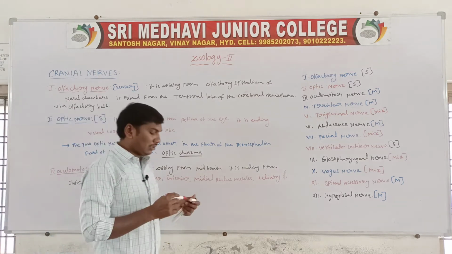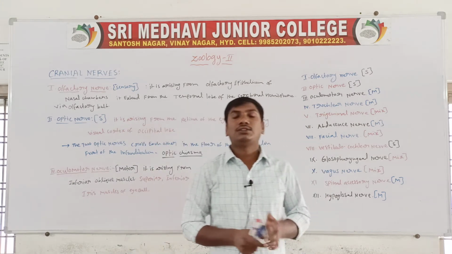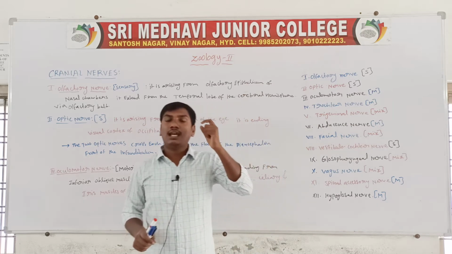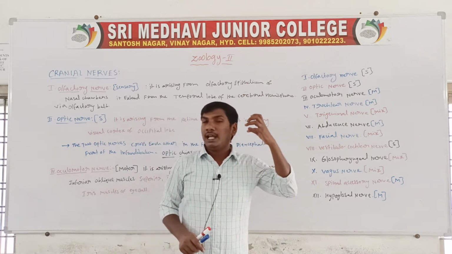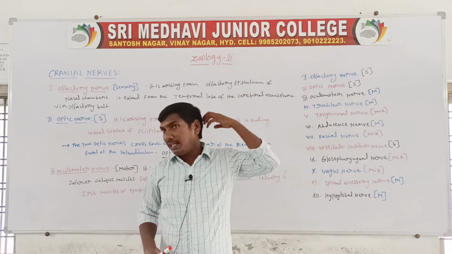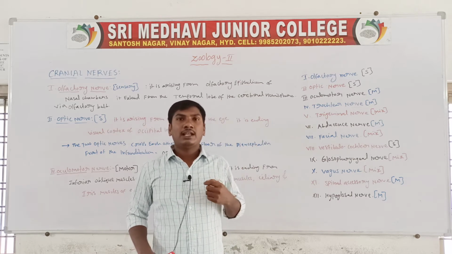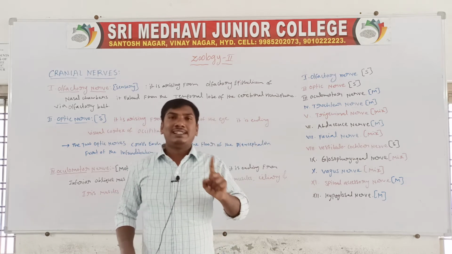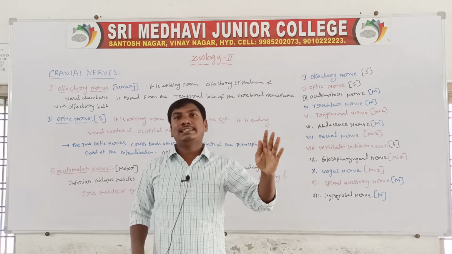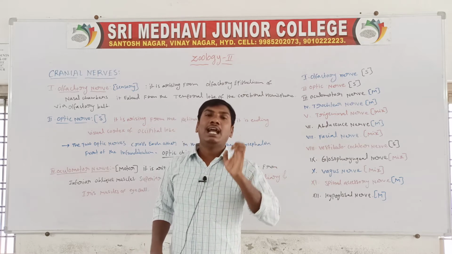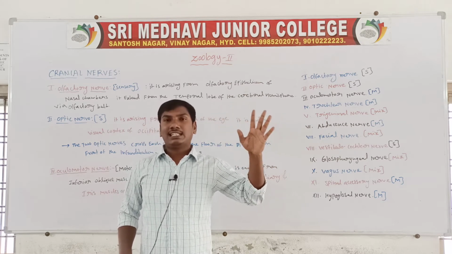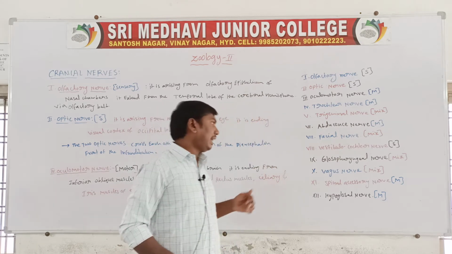So the oculomotor nerve is a motor nerve, as its name suggests. It originates from the midbrain and ends at the inferior oblique muscle, the superior, medial, and inferior rectus muscles, and the ciliary and iris muscles of the eyeball. These are the ending places.